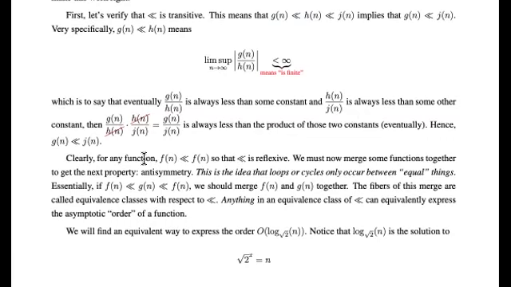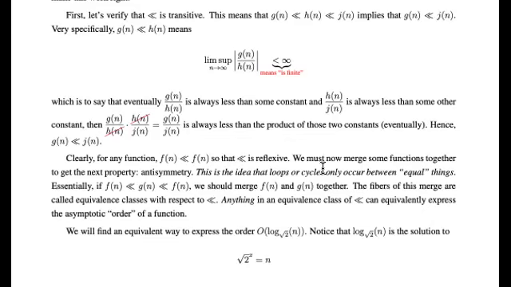Okay, clearly for any function, you have this: f of n is asymptotically less than f of n, so we get reflexivity. It's less than itself because f of n over f of n is 1. And that would be the bound itself.